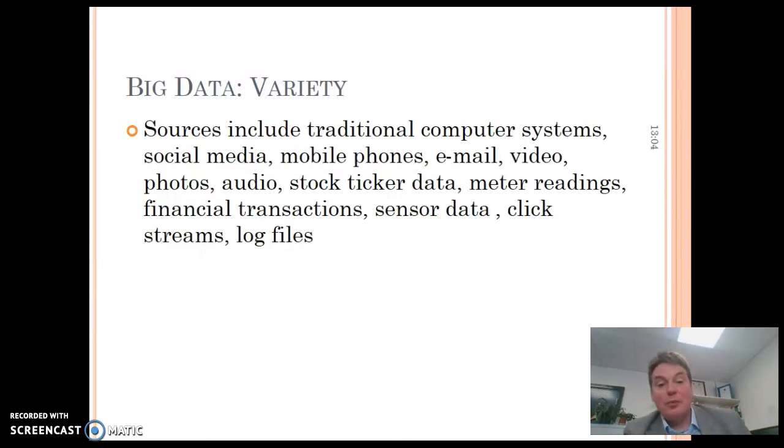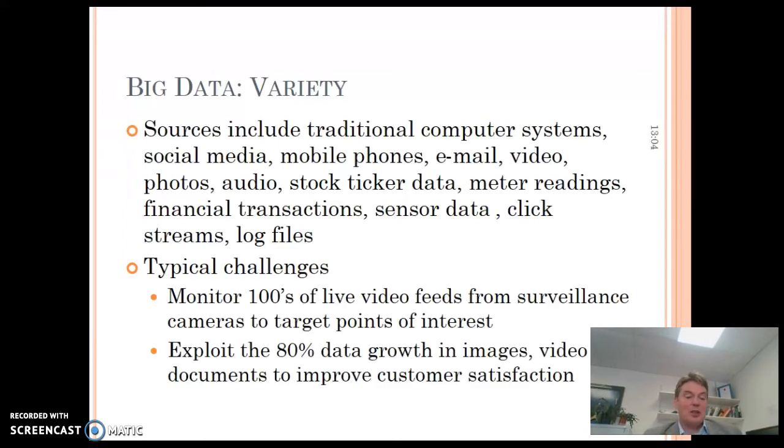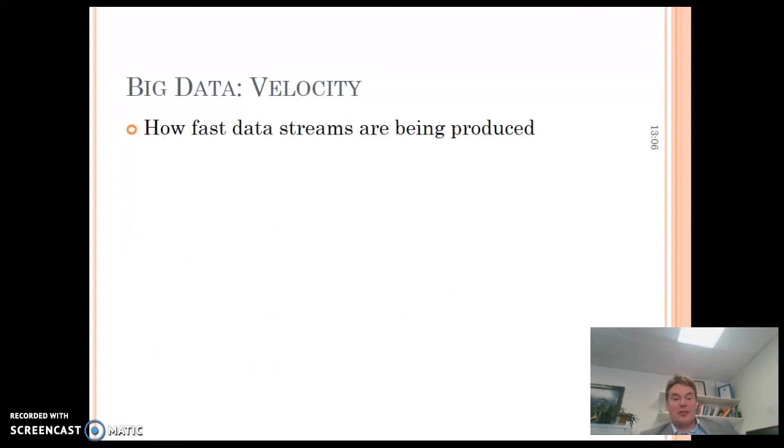So then the next thing is variety. There are just different types of data: traditional computer data, email, videos, audio, stock market data, electricity, financial transaction, sensor data, tons and tons and tons of it. So what are we doing? We're trying to look at hundreds of live video feeds for surveillance, to see if there's something we should be worried about. There's 80% growth in images, video, and documents. And how do we actually exploit that to improve customer satisfaction?